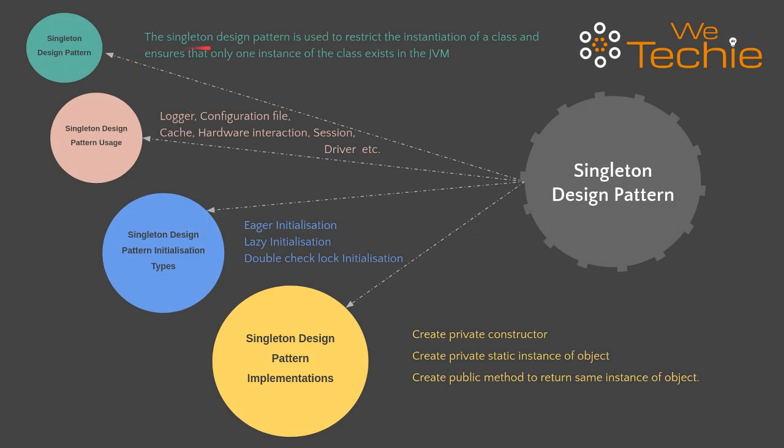The singleton design pattern is used to restrict the instantiation of a class and ensure that only one instance of the class exists in the JVM. So the singleton design pattern takes care of creating a single object of the class in the entire life cycle of the application, and it will inject the bean wherever it is required.